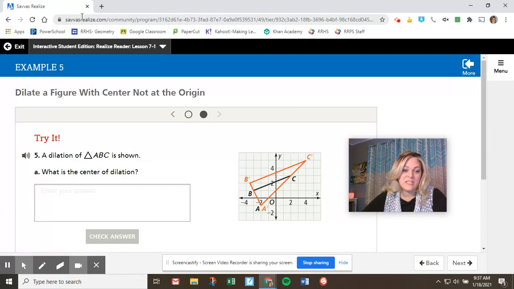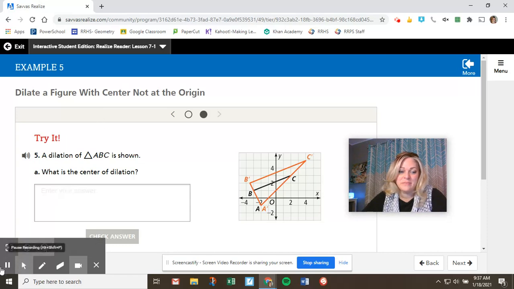Example 5 is similar. Example 5, try it. It says a dilation from ABC is shown. So it gives you the actual original, the pre-image and the image. What is the center of dilation? So this one takes what we just went over and it's just saying, hey, find it. Where is the point of dilation or center in which it enlarged? Try to figure that out on your own.